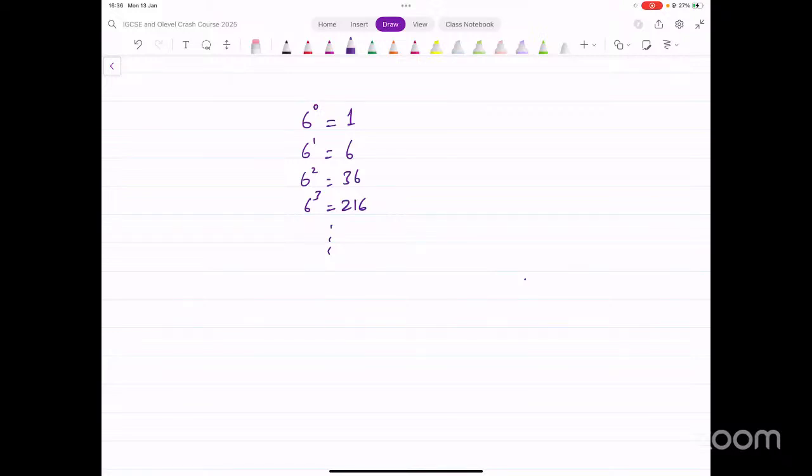From this, we can get a general rule like this. We can say if we have 6 raised to the power n, as in 6 could have any power n, and we multiply that by 6, what's the result supposed to be? The result is supposed to be 6 raised to the power n plus 1.